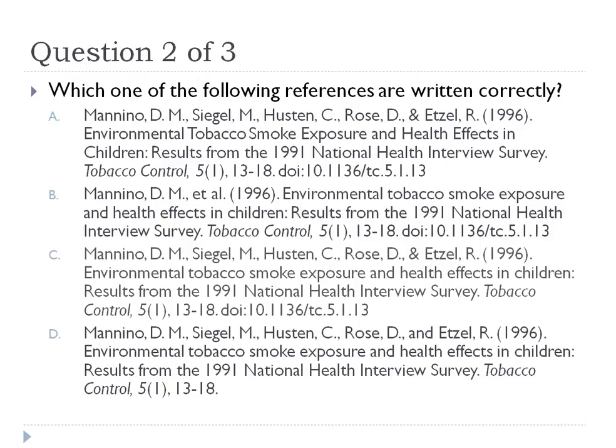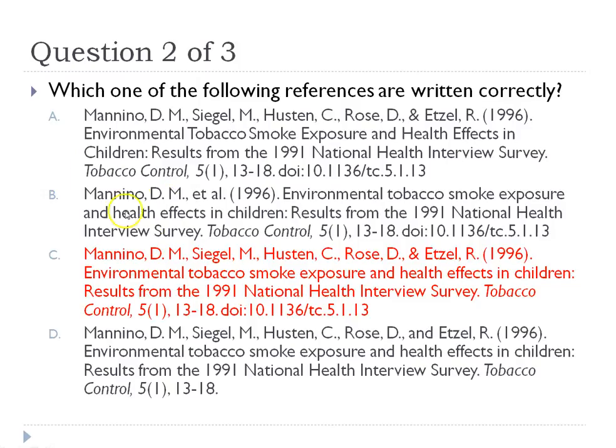Question 2, which of the following references are written correctly? And again, we go back, we see we have a DOI number. We have all of our authors listed with correct spacing. Again, only the first initial of the first word is capitalized in the title. We also have results from 1991 National Health Interview Survey. Again, we have our italics. The issue number is not italics. We have the full page number. So our answer is C.